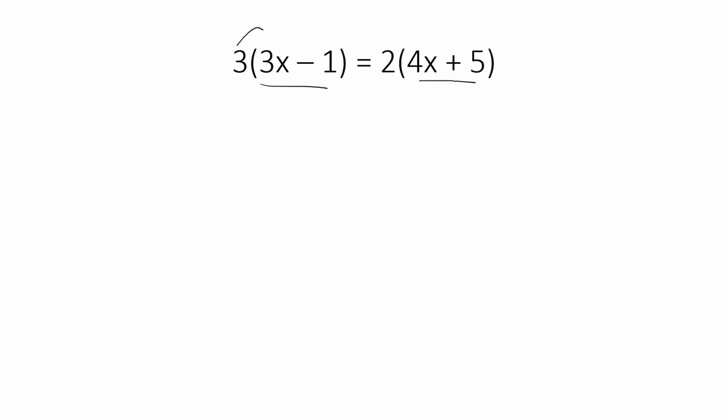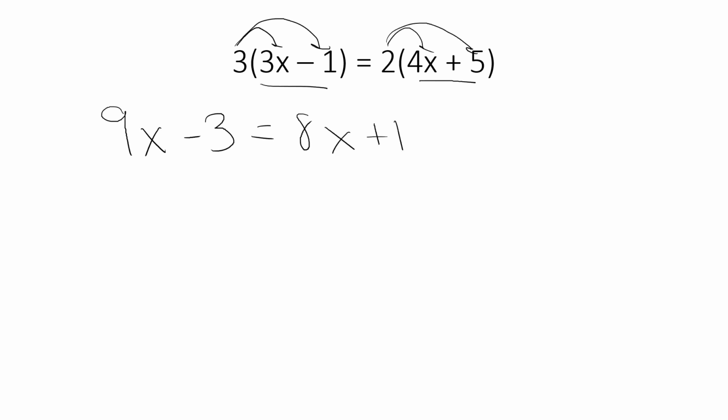I'm going to distribute this 3 to both pieces. Then I'm going to distribute this 2 to both pieces. 3 times 3x is 9x. 3 times -1 is -3. 2 times 4x is 8x. 2 times 5 is 10.